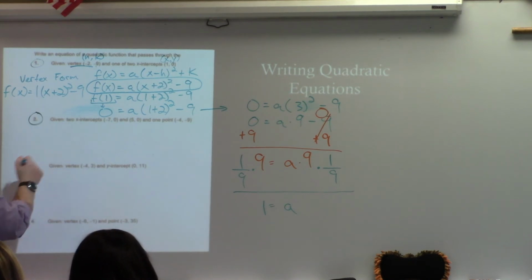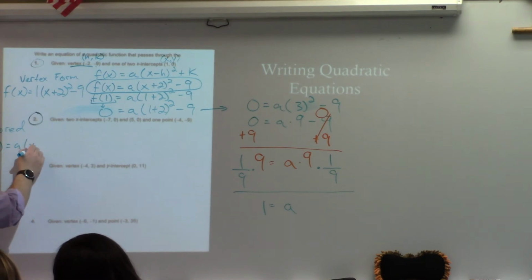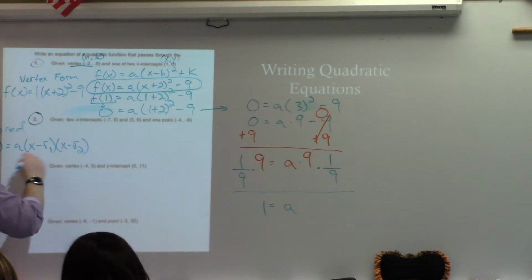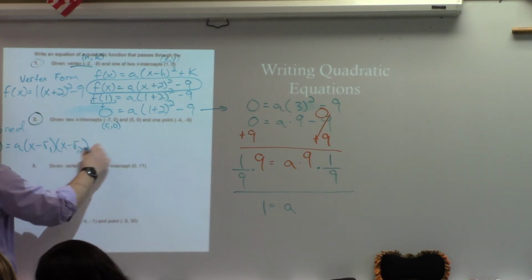Okay, so which form am I using for number 2? Factored form, because I have 2 x-intercepts, not just one. So f of x equals a times x minus r1 times x minus r2. And so negative 7 is r1. By the way, could that negative 7 be r2?